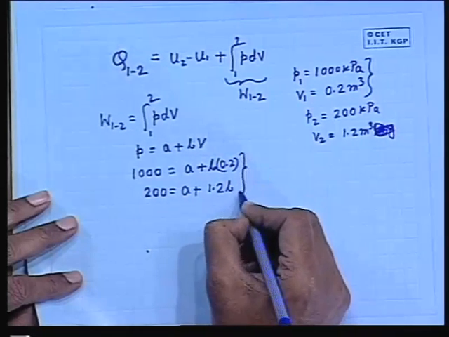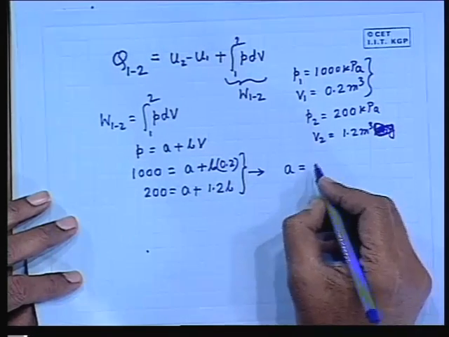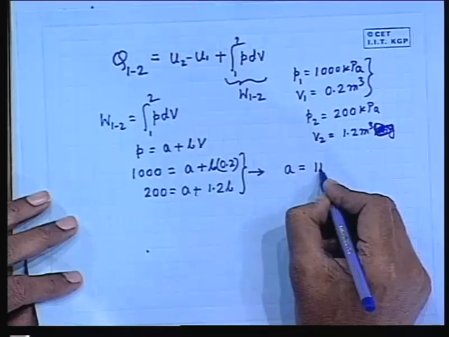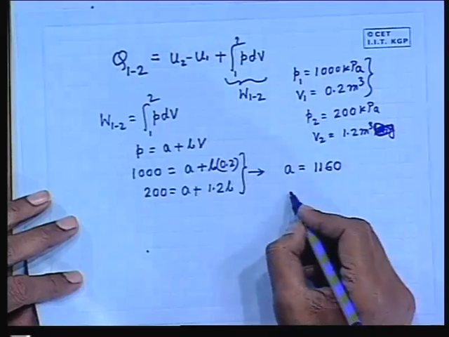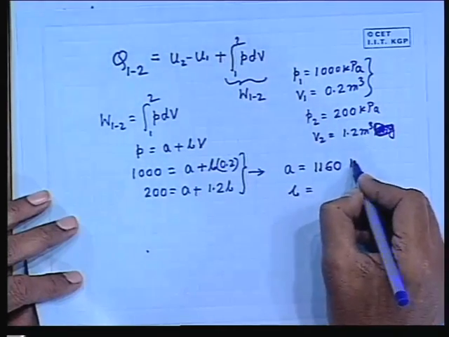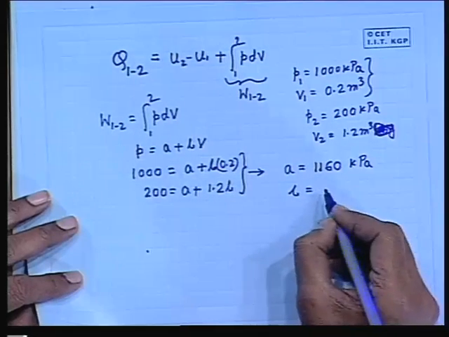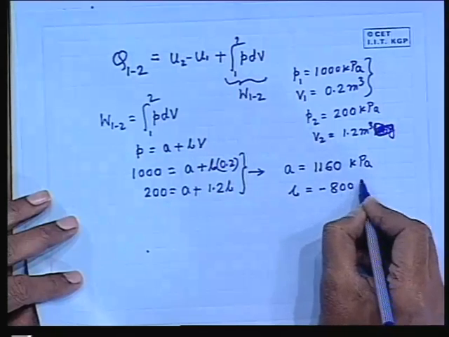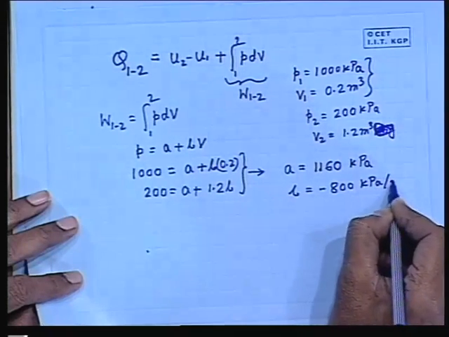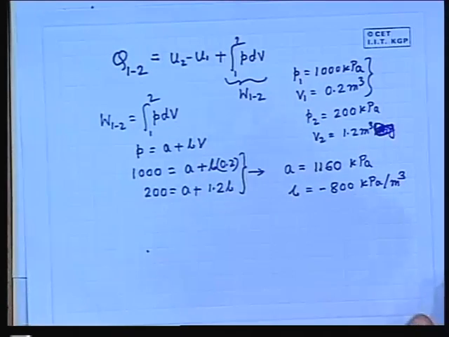If you solve these two equations, you will get A is equal to 1160. What will be the unit? Very good. A has to be in kilopascals because it is pressure. And what is the unit of B? What is the value of B? Very good, kilopascals per meter cube. Very simple problem. That's why you are so prompt. So therefore I get A and B.